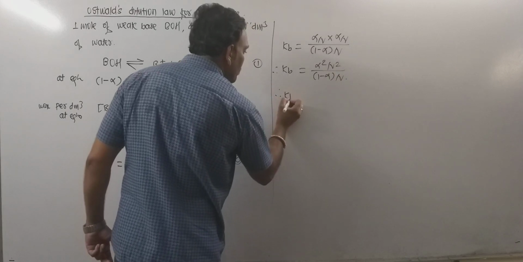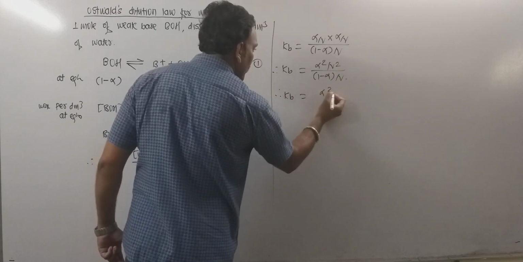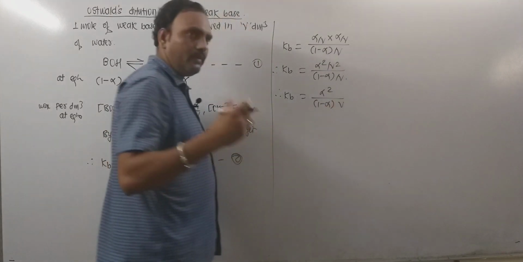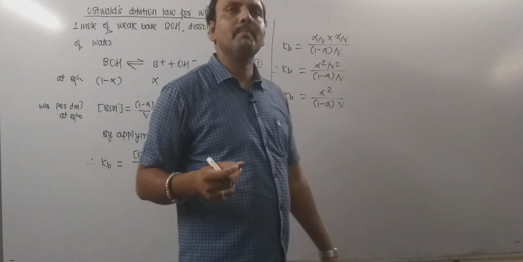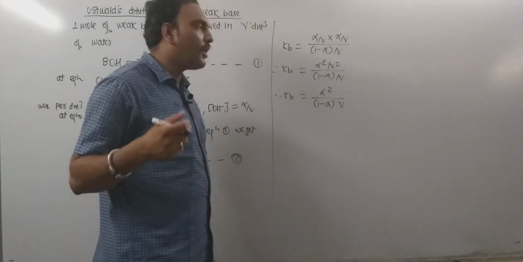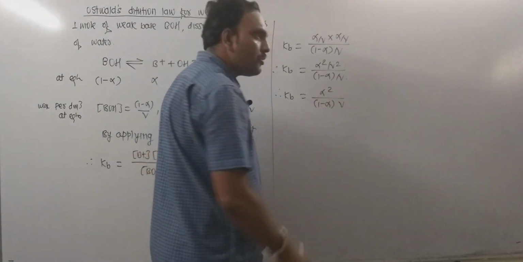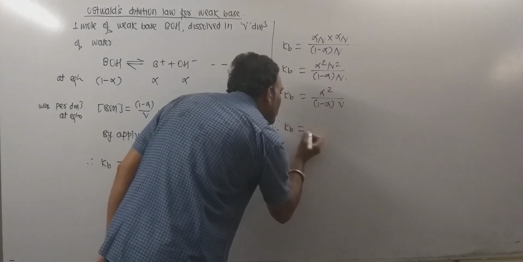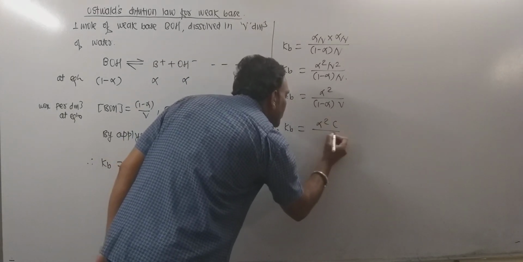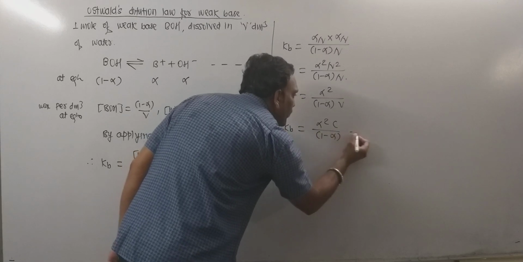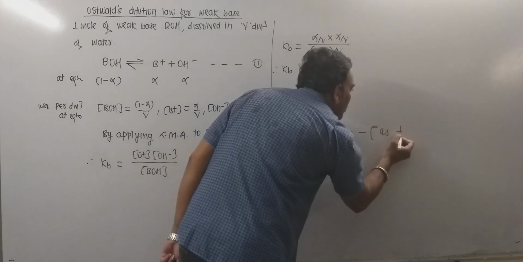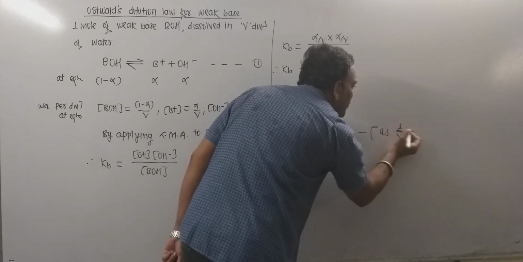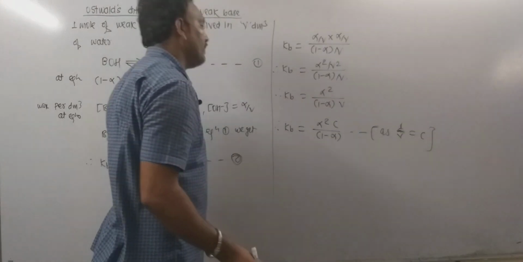Now further this can be given as Kb is equal to alpha square upon 1 minus alpha into V. We have considered 1 mole of weak base dissolved in V liter of water. Thus 1 by V gives the concentration of solution. So one can write Kb is equal to alpha square C upon 1 minus alpha, as 1 upon V gives the concentration of solution.